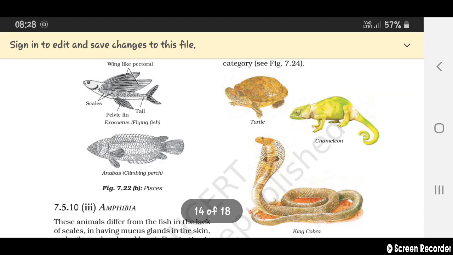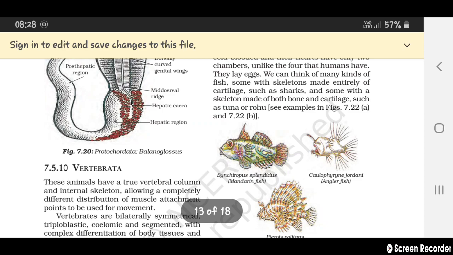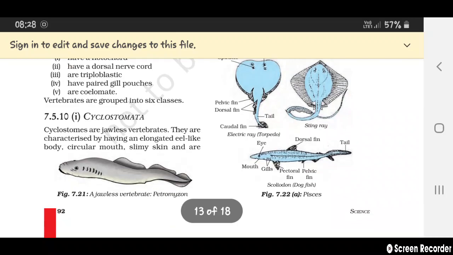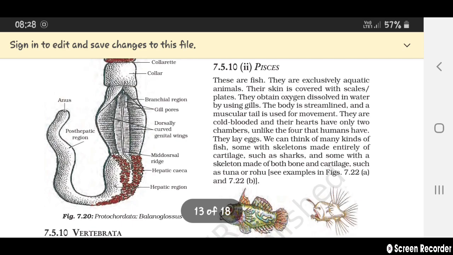Next is Labeo rohita, that is rohu, which has bones and cartilage. But the animals you learnt earlier do not have bones; they have skeletons made entirely of cartilage, whereas these have skeletons made of both bone and cartilage.